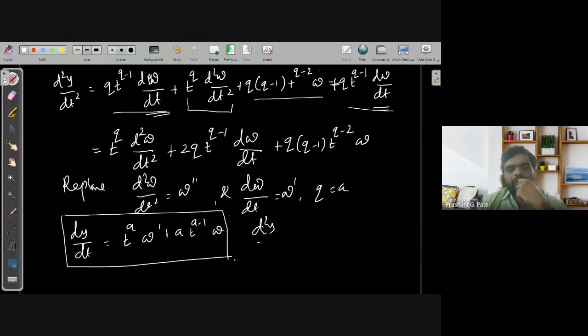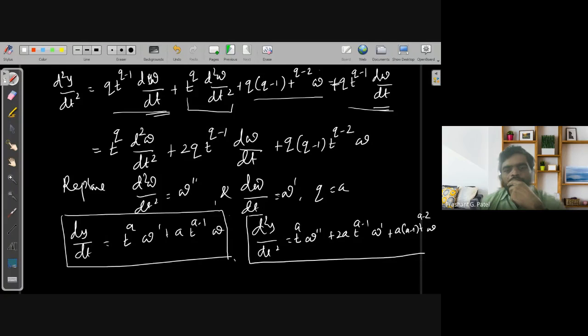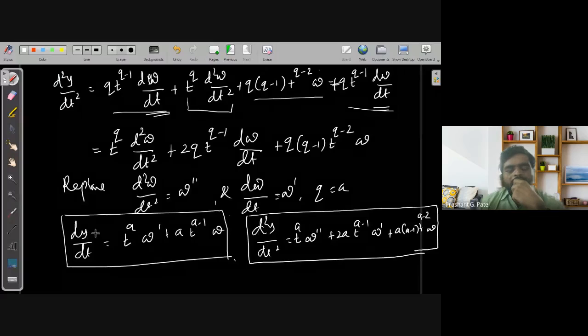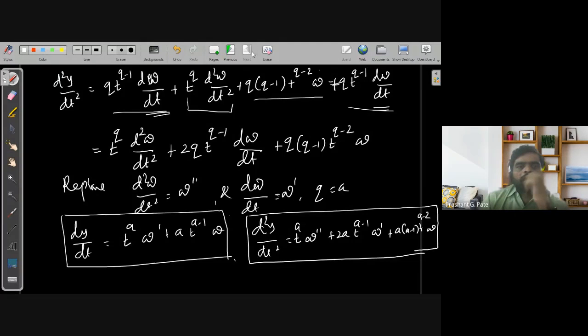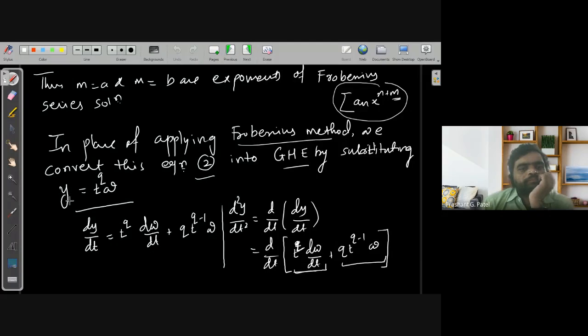And the d square y by dt square, from this it is t power a w double dash plus 2 into a t power a minus 1 w dash plus a into a minus 1 t power a minus 2 w. Now substituting this value of dy by dt, d square y by dt square, and y equal to t power a w into the equation 2.